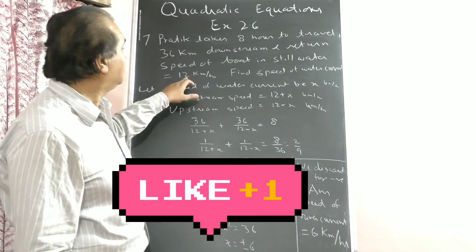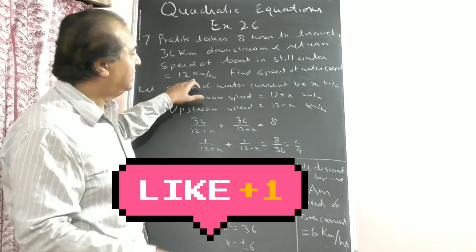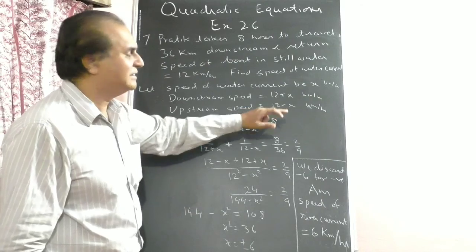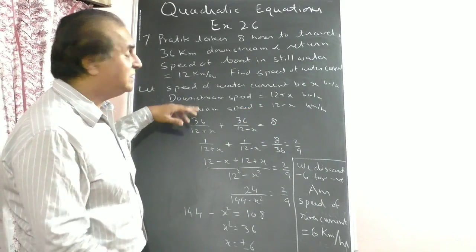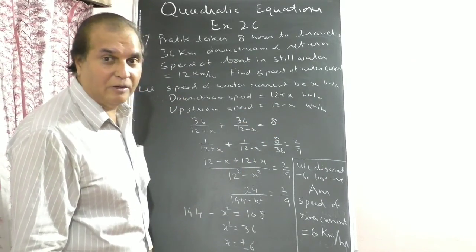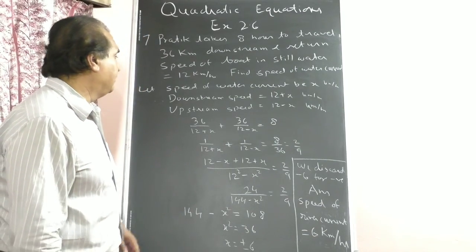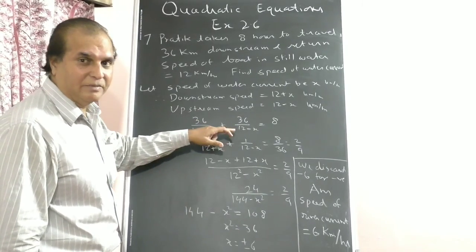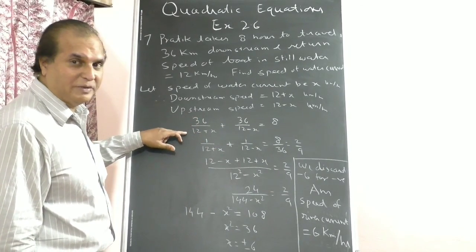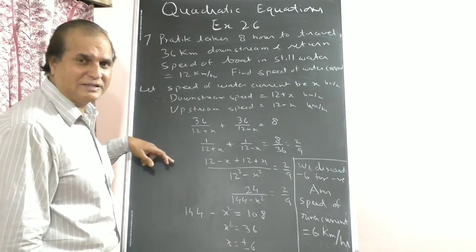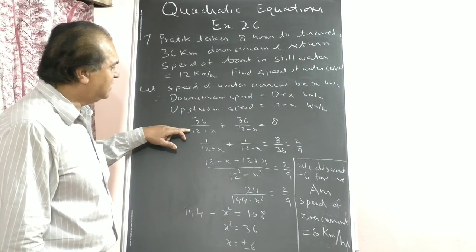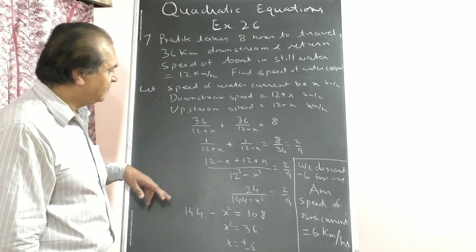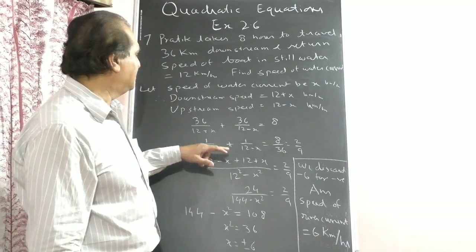Speed of boat in still water is 12. So let the speed of water current be x. Upstream it becomes 12 minus x kilometer per hour, and downstream it increases to 12 plus x kilometer per hour. Understanding? Okay. Now total time is 8 hours. So downstream time plus upstream time. Time I am taking as distance upon speed. Distance 36 kilometers, same. Upon speed, downstream speed is 12 plus x, because water gets added. Boat goes fast. Plus 36 upon 12 minus x equal to 8.